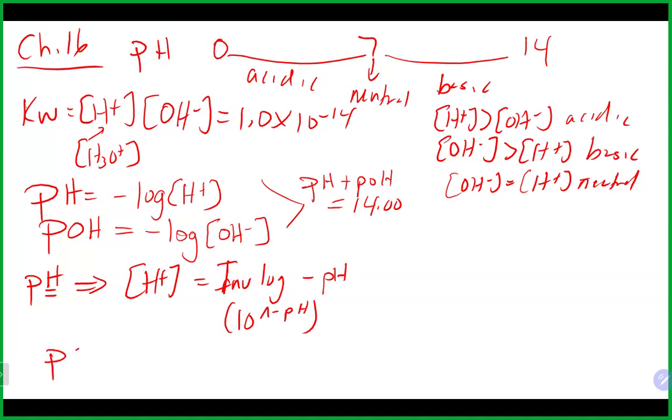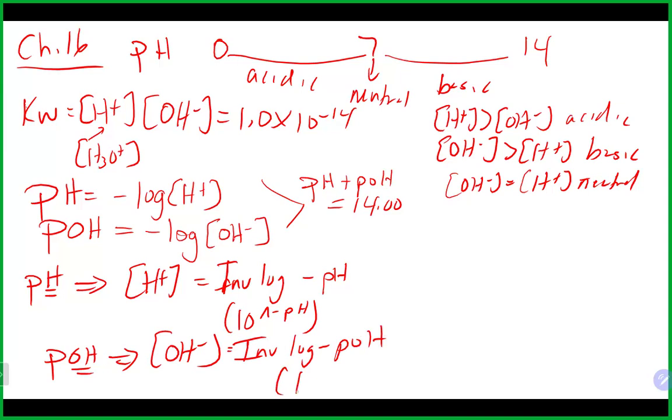We also have pOH, which gives you basically the same option. You could get the OH- directly from it, and that is the same calculation, the inverse log of the minus pOH. Again, 10 caret minus pOH.